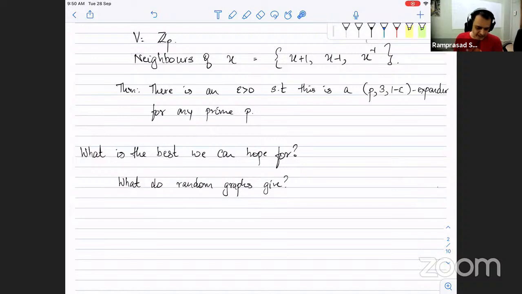Okay, and in that regard, a good heuristic to always have in these pseudorandom constructions is to ask, what do random graphs give us? It's a good benchmark to have. The whole point of this course is that we are trying to build objects that look random. So let's ask ourselves, what do random graphs give us?